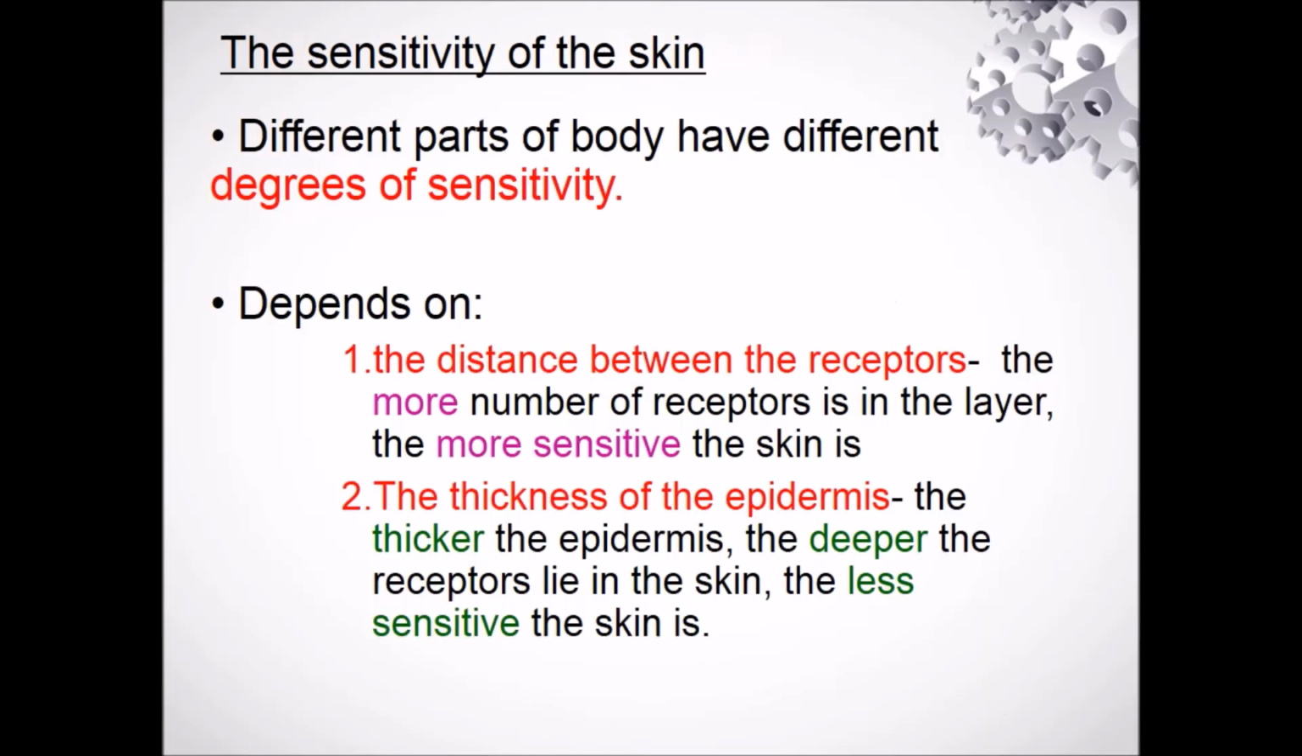The sensitivity of the skin is different for different parts of the body. This sensitivity of skin depends on the distance between the receptors, or in other words, the number of receptors. The more receptors in the layer, the more sensitive the skin is. Another factor that affects the degree of sensitivity is the thickness of the epidermis. The thicker the epidermis, the deeper the receptors lie in the skin, and hence the less sensitive the skin is.